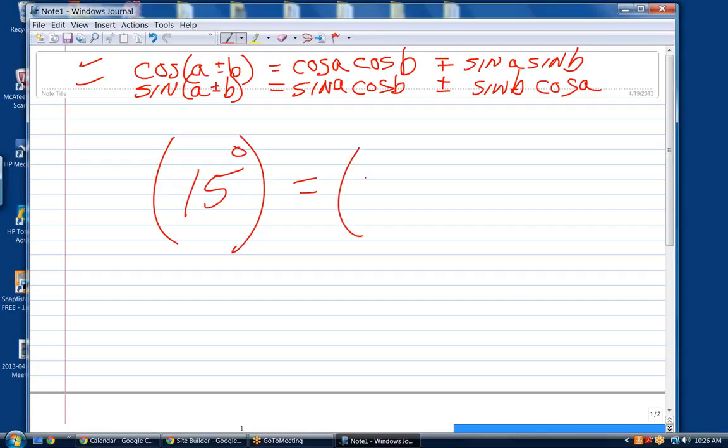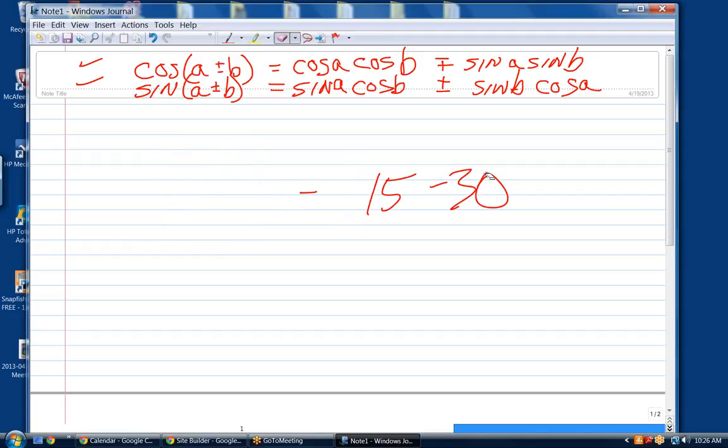45 minus 30 degrees. All right, I think you got the hang of it. Yeah. In other words, this is the tough part. And once you get this, you just have to remember these two formulas and plug in and solve. Yeah. All right, what else do you want to go over?